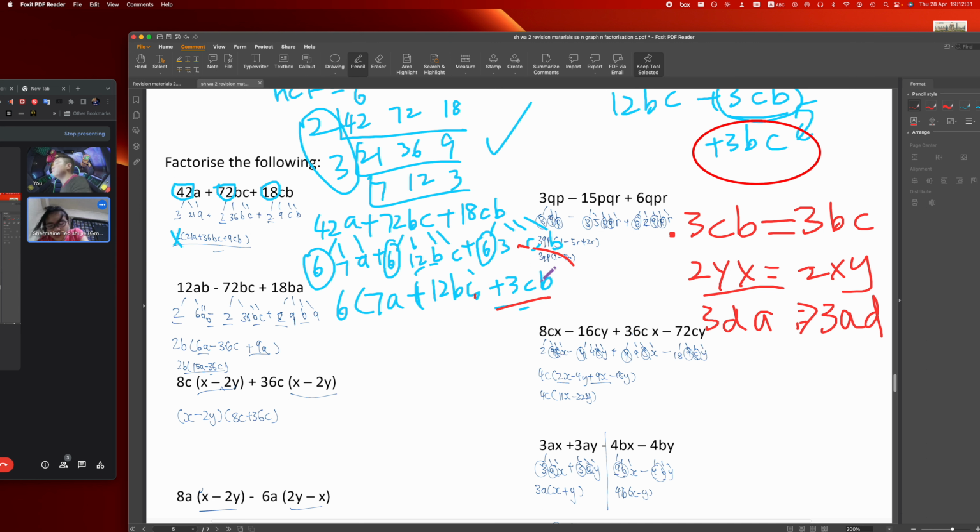Okay. So therefore, if they give you 3CB, getting back to the question, you need to change it to 3BC. So once you change to 3BC, can you see that similar term? So if similar term, what do you do? Combine. So 12BC plus 3BC, 15BC. Done. Are you clear? Okay, in fact, the second question, they also trick you. Do you know why I say they trick you?